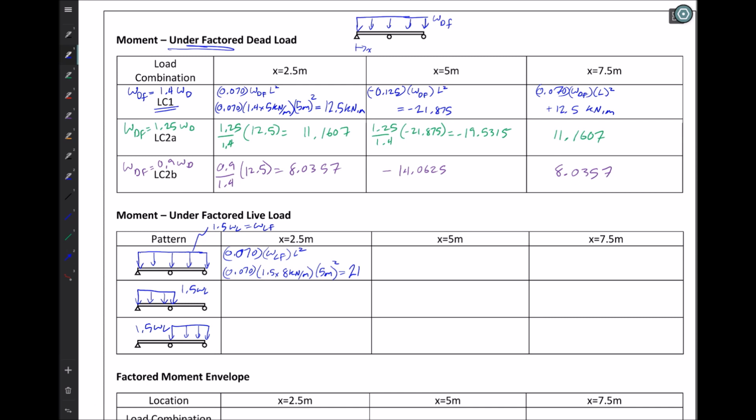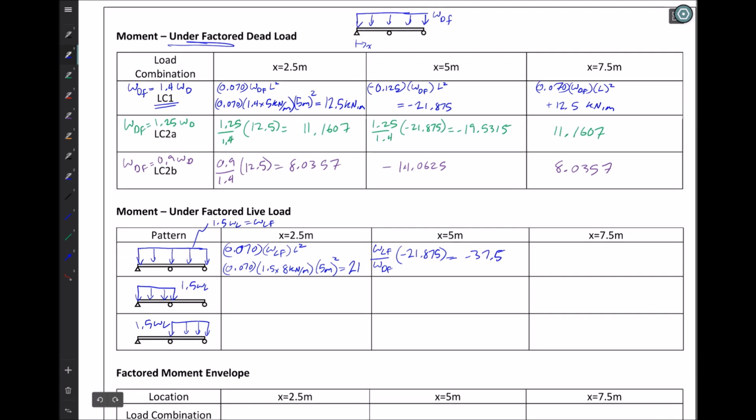And I'll do that scaling over on this one here. So now what I'm going to do is scale by the ratio of W live to W dead. So WLF over W dead factored times the value of minus 21.875 would give me minus 37.5. So in case I lost anybody there, I could go through this same equation and substitute this for WLF, or I can take the ratio and multiply it by that value and get the same answer because the distribution is the same.